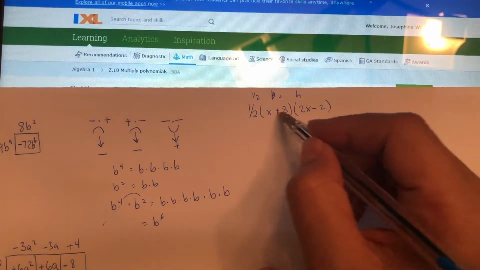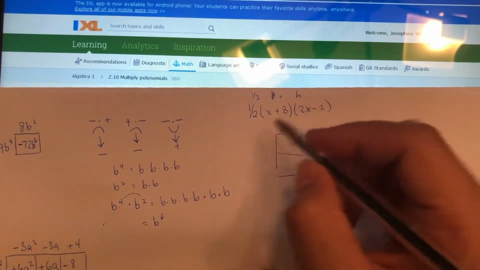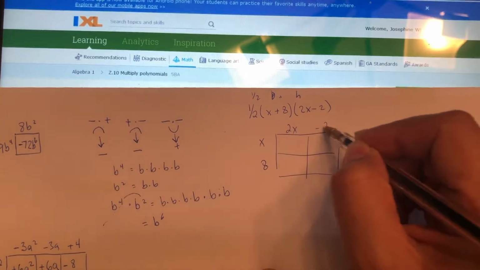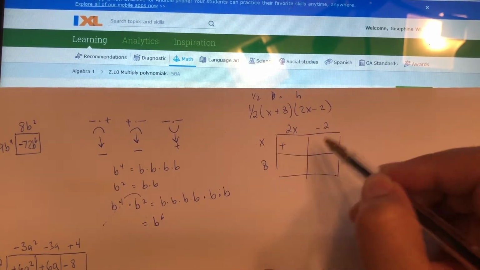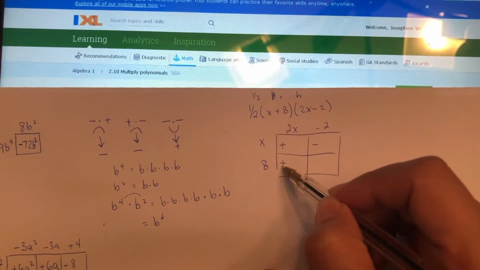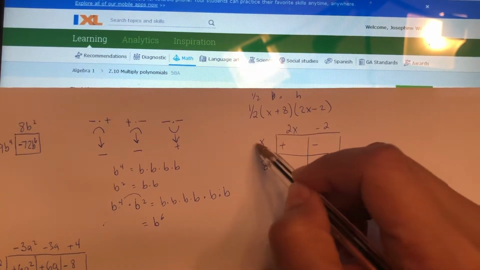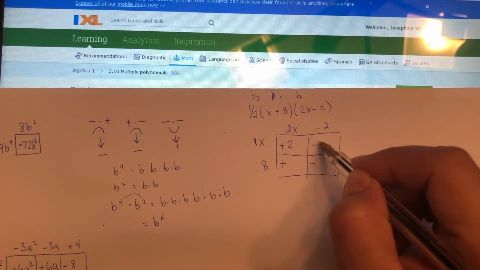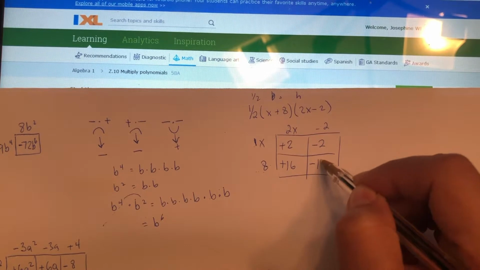Okay, so again, I need a 2 by 2 box. So x plus 8. And over here, 2x minus 2. All right, let me do my signs. Positive and positive is a positive. Positive and negative is a negative. Positive and positive is a positive. Positive and negative is a negative. Let me do my numbers. What's the invisible number here? 1. 1 times 2 is 2. 1 times 2 is 2. 8 times 2 is 16. 8 times 2 is 16.